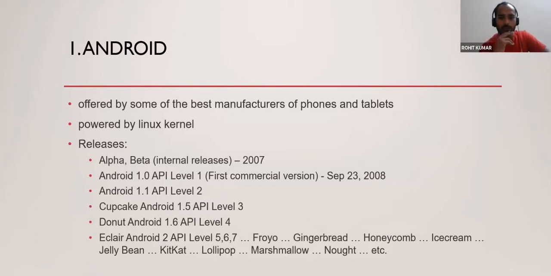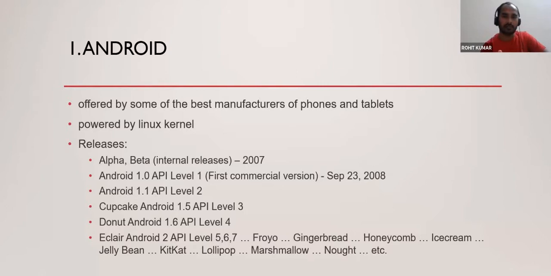So on September 23, 2008, the first API level came into the market, and then level 2, level 3, and that's why so many code names came with different releases, starting from Cupcake, Donut, Eclair, Froyo, Marshmallow, Nougat, and currently I think there is something like Snow going to be released. So in this way, there are multiple Android versions in the market.